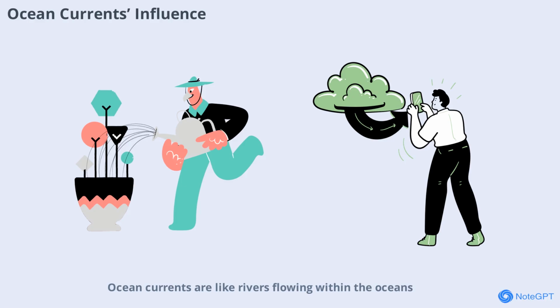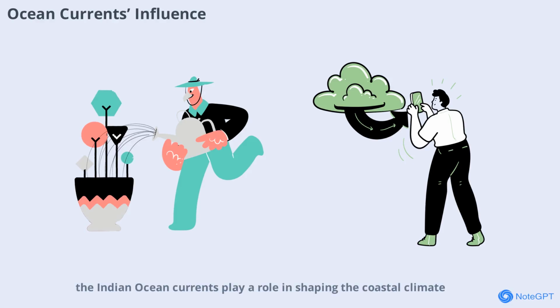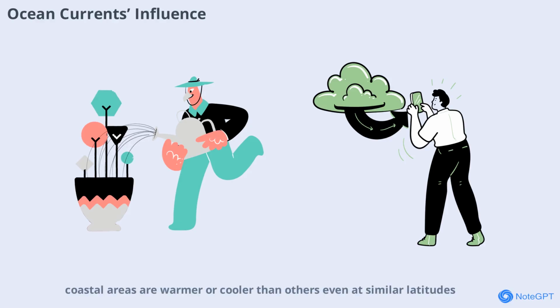Ocean currents are like rivers flowing within the oceans, and they can be warm or cold. These currents influence the climate of coastal regions by transferring heat. For example, the warm Gulf Stream raises temperatures along the western coast of Europe, while the cold Labrador Current cools the eastern coast of Canada. In India, the Indian Ocean currents play a role in shaping the coastal climate, especially during the monsoon season. Understanding ocean currents helps explain why some coastal areas are warmer or cooler than others, even at similar latitudes.